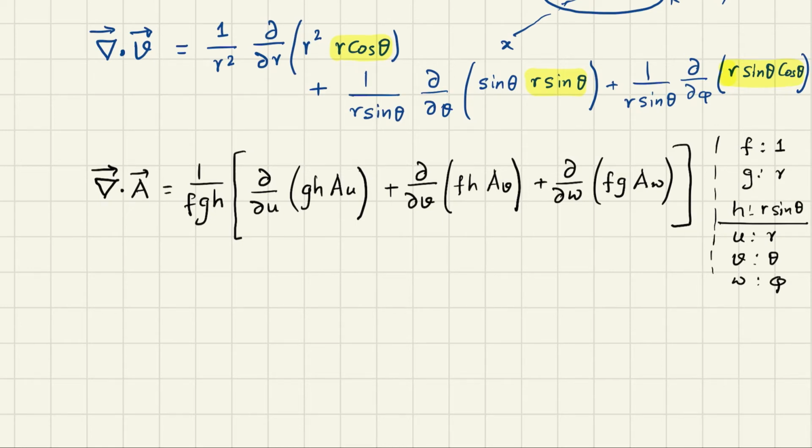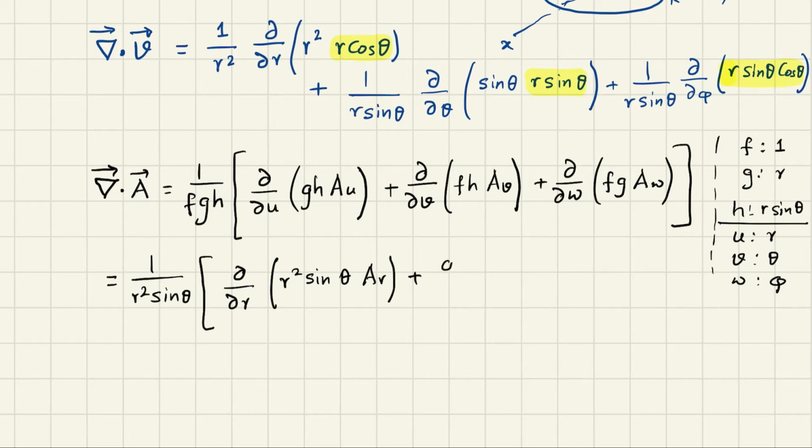All right. For example, let's work that out. So this will be 1 by r square sine theta, so this will be del by del r. And what is G? G is R and H is R sine theta. So here also it is R square sine theta A_R is the first term. Then the next term is del by del theta, and F is 1, H is R sine theta, so this is R sine theta A_theta, plus del by del phi. F is 1, G is R, so simply R A_phi.